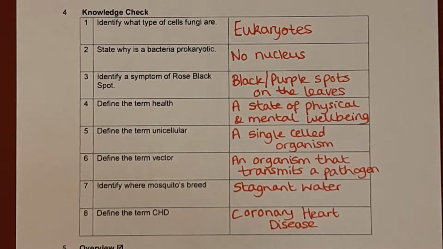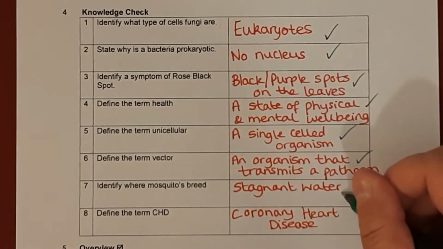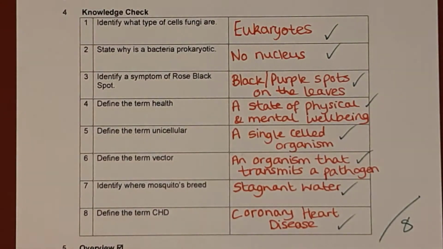Now please give yourself a mark out of 8, making sure that you've ticked to show where you were correct, crossed where you haven't answered or have got the answer wrong, and written your corrections in that alternative colour of ink. So if you have got 4 or less, then you need to review the previous lessons because you should know many of these by now. If you have got 7 or more, then you're doing exceptionally well.